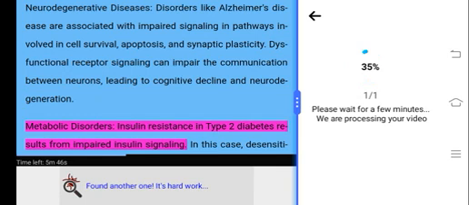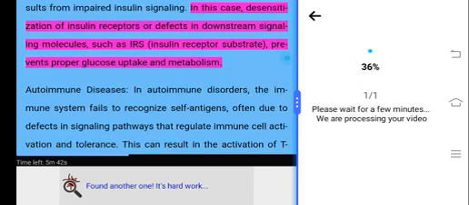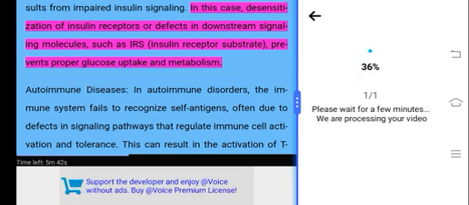Metabolic disorders. Insulin resistance in type 2 diabetes results from impaired insulin signaling. In this case, desensitization of insulin receptors or defects in downstream signaling molecules, such as IRS, insulin receptor substrate, prevents proper glucose uptake and metabolism.